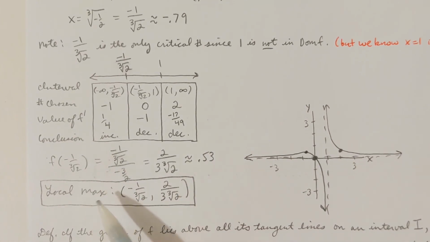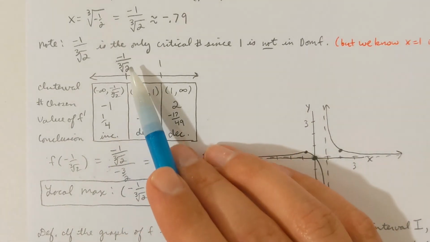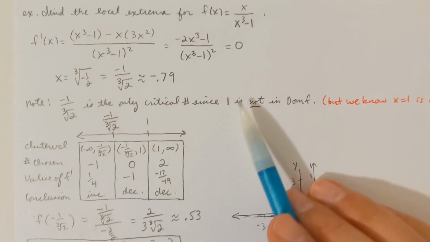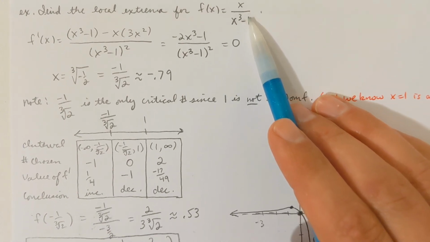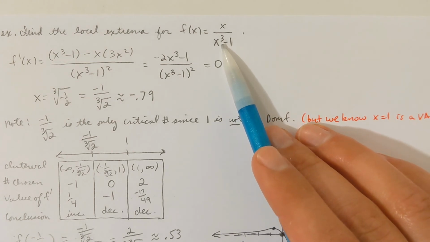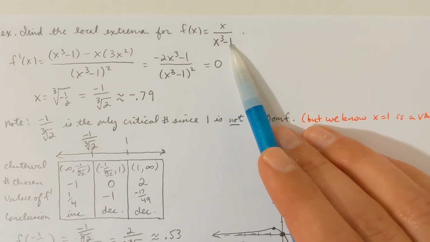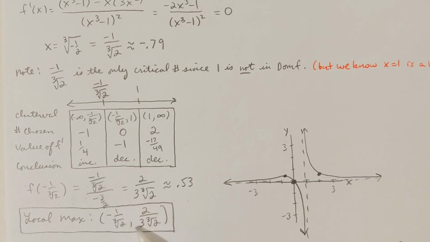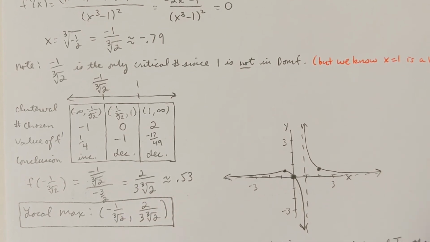That means I'm going to have a local max when x is negative 1 over the cubed root of 2. If you plug negative 1 over the cubed root of 2 into the function to get the y value, I've done that, then negative 1 over the cubed root of 2 cubed would be negative 1/2 minus 1 is negative 3/2. If you flip that, and of course negative over negative is positive, you're going to get 2 divided by 3 times the cubed root of 2, which in decimal form would be roughly 0.53. Okay, and here's the exact coordinates of that local max.